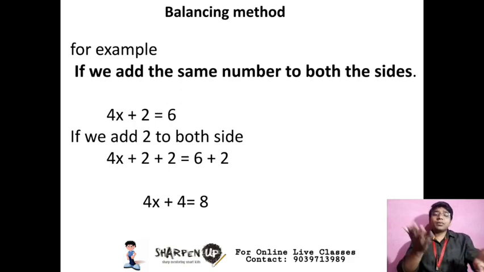For example, here we have to balance the equation. Suppose I add the same number to both sides. So here I have an equation 4x plus 2 is equal to 6. If we add 2 to both sides, then what will I get? 4x plus 2, and in RHS 6 plus 2. So I get 4x plus 4, since 2 plus 2 is 4, and 6 plus 2 is 8. So 4x plus 4 is equal to 8. This is balancing. Whenever we perform the same operation with the same number on both sides, it balances the equation.